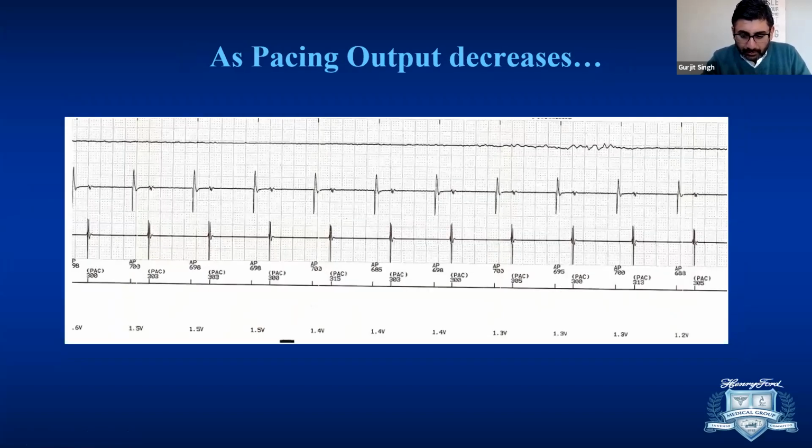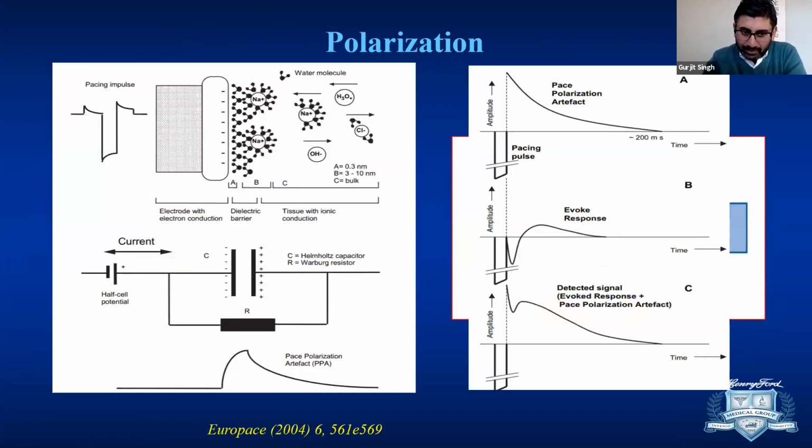And then here, if you look, as the pacing output is going down to 1.5, 1.4, that middle signal is gone. You still have the far field signal from the ventricular channel. So what that extra channel is, it's some kind of sensing. So what kind of sensing is that? It's called a polarization artifact. It's not that common to see this, but it happens whenever you pace a lead at a higher output.